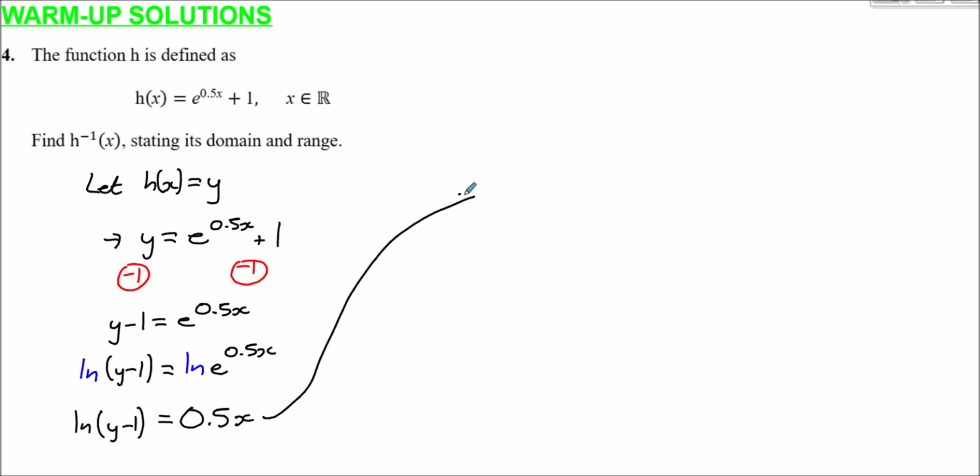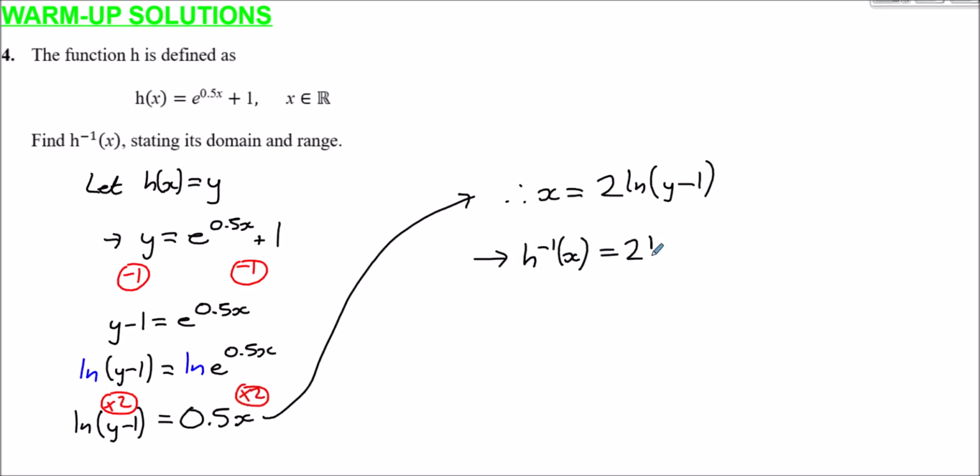We're not quite done. To make x a subject, I need to double both sides. So if I multiply that side by 2 and this side by 2, I can see that therefore x must equal 2 lots of the natural log of y minus 1. Then to work out the inverse, we just simply switch the letters. Instead of x, we replace this with the inverse notation, so that's h minus 1 of x, and we replace y here with the x. So h minus 1 of x equals 2 ln of x minus 1.